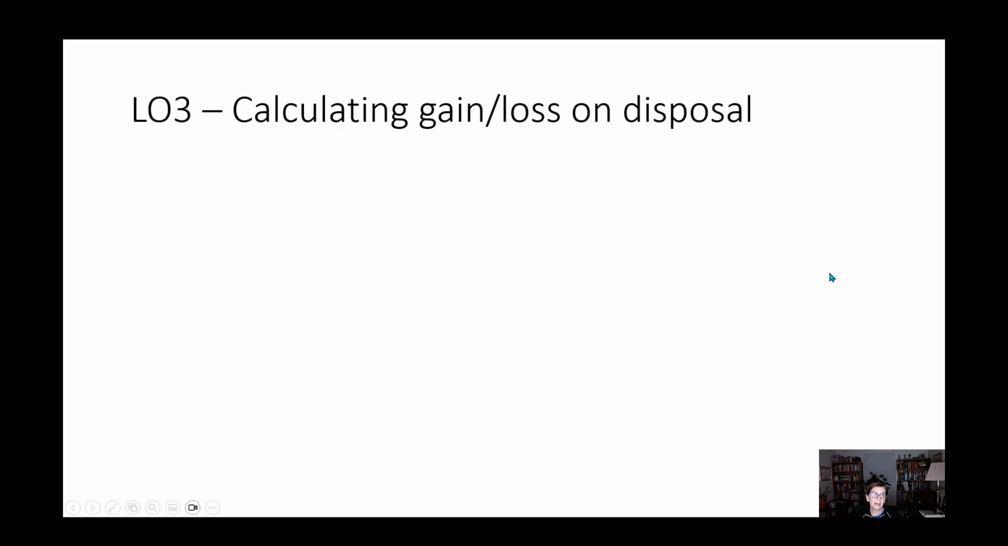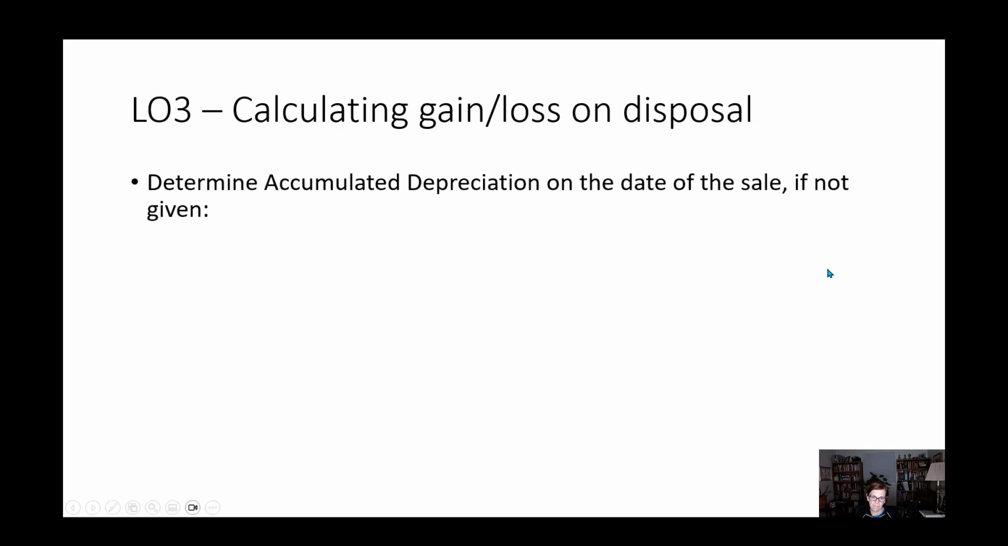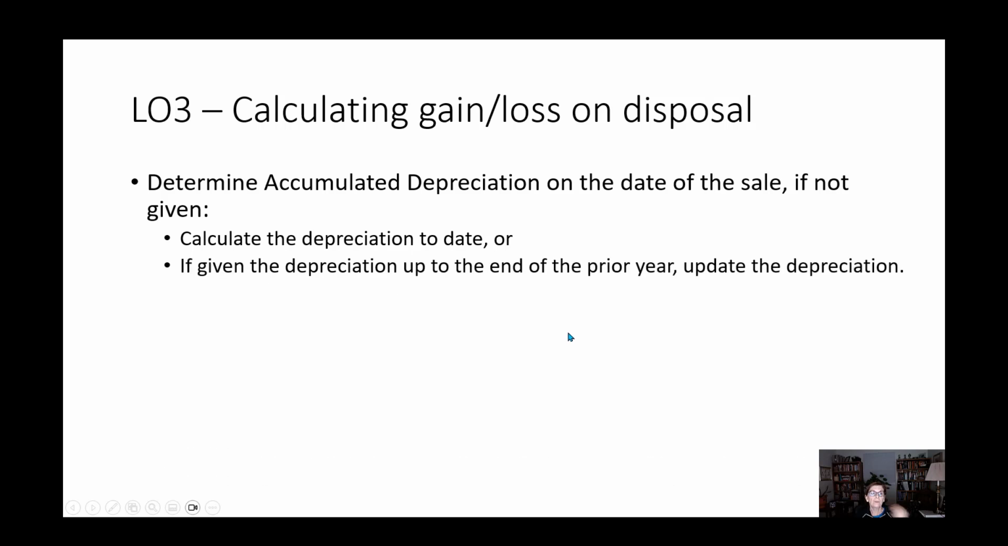All right, now let's look at calculating the gain or loss on disposal. So the first thing you have to do is find out how much accumulated depreciation you had on the date of the sale, if it's not given to you. Now, if it's given to you, no need to worry about it. But if it's not given to you, then either you have to calculate the whole depreciation from the time that you bought the asset, depending on how the information is given to you, or you calculate the updated depreciation like I mentioned before. So if you have the depreciation up to the end of the prior year, then you just have to calculate the amount of depreciation to the date of sale and add that to the previous amount.